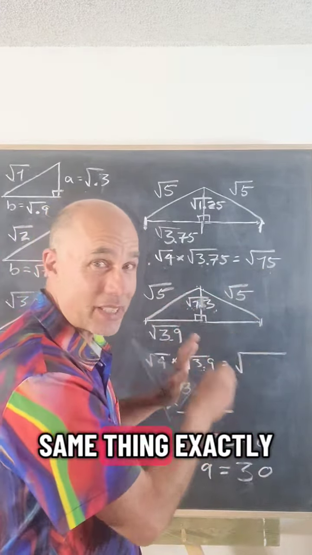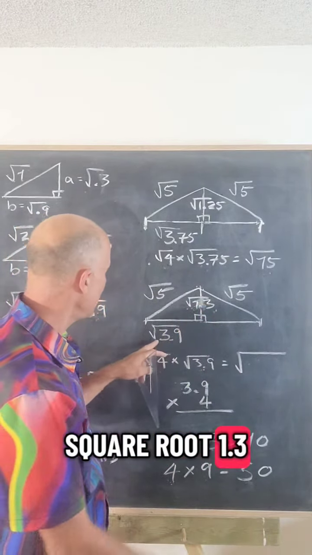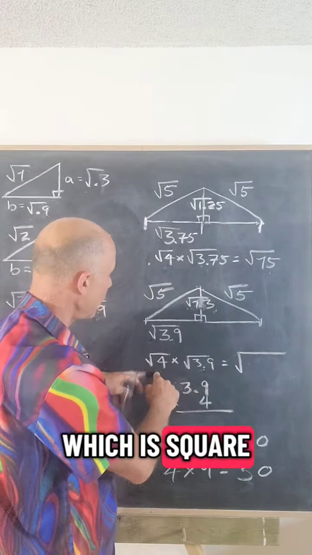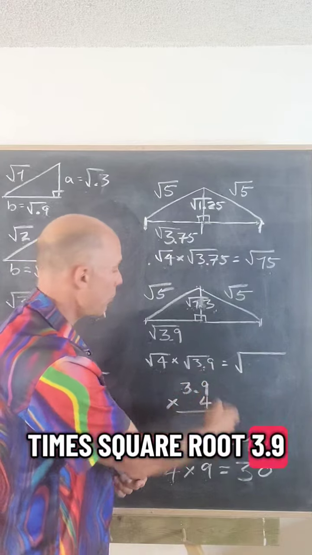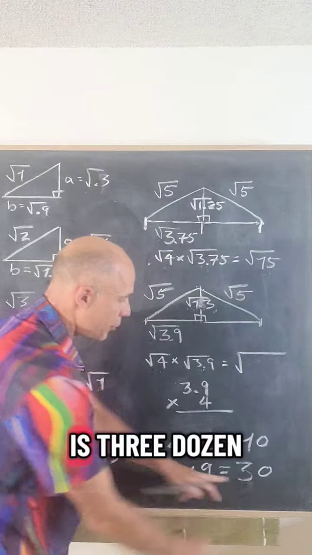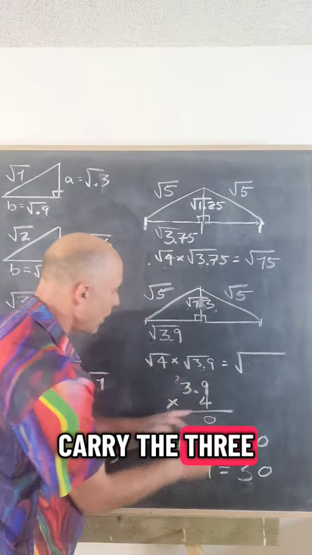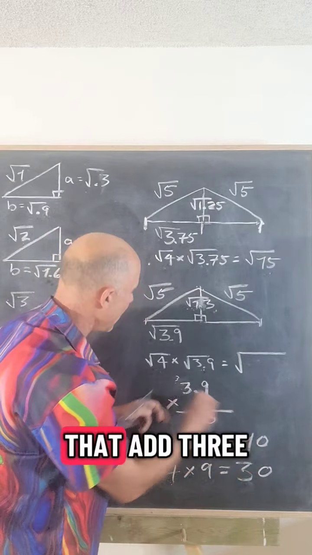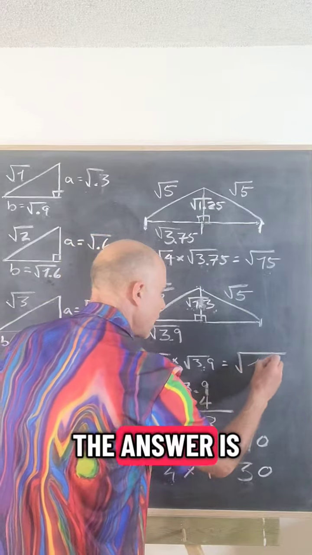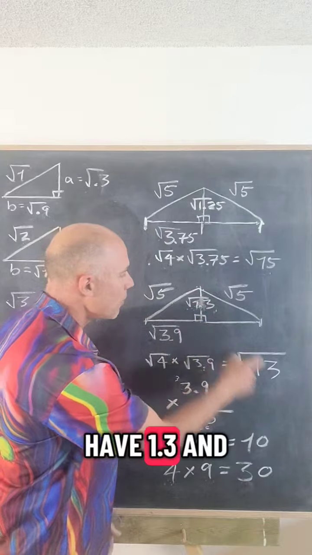Then we're going to do the same thing exactly in base 12. Square root of 1.3 is that length. Square root of 3.9 times 2, which is square root of 4. So square root of 4 times square root of 3.9. So 4 times 3.9. 4 times 9 in base 12 is 3 dozen. We would say 36, but it's 3 dozen, so we put a 0, carry the 3. 4 times 3 is a dozen. It looks like that. Add 3, so you get 1, 3, 1 for the decimal point. So the answer is 1 do 3. It's not 13, but 1 do 3. So here you have 1.3 and 1 do 3.